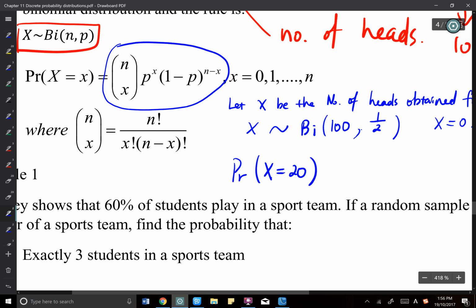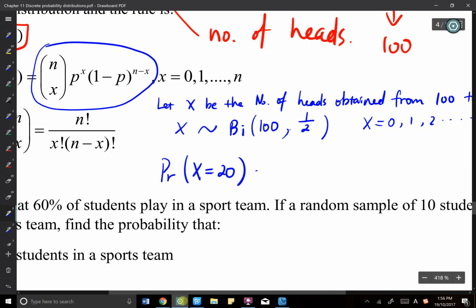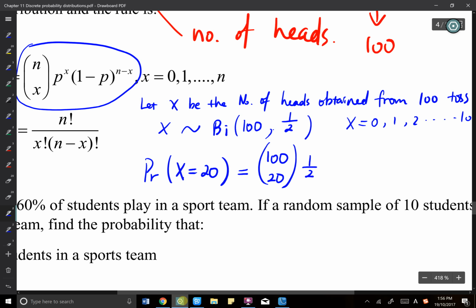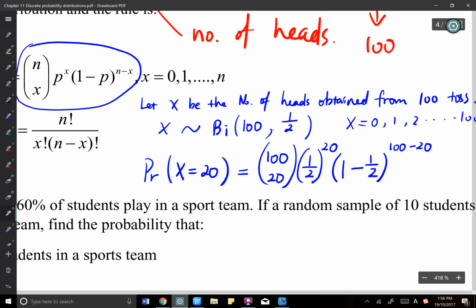That is the formula. So what is this formula talking about? N is 100. Lowercase x is 20, the value you want in this trial. And p to the power of x, what's p? P is a half to the power of 20. And then 1 minus p is 1 minus a half. N minus x is 100 minus 20. That's the probability. If you can evaluate that, that will be the probability of getting 20 heads when you toss the coin for 100 times.